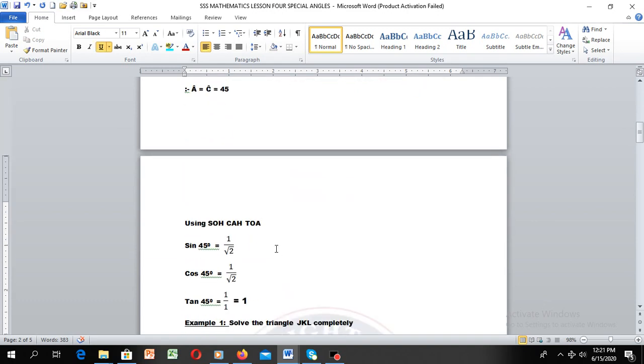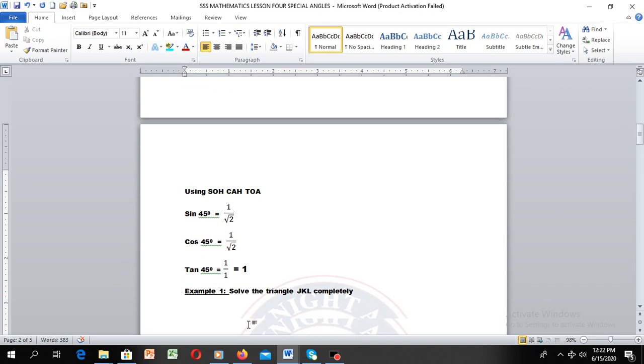And so from this, you don't need a calculator again or a 4-figure table. With this, you should be able to know sine 45 degrees is equal to 1 over root 2. Take note of that. Cos 45 degrees is equal to 1 over root 2 also. Then tan 45 degrees is equal to 1. And that is why this angle is a special angle.